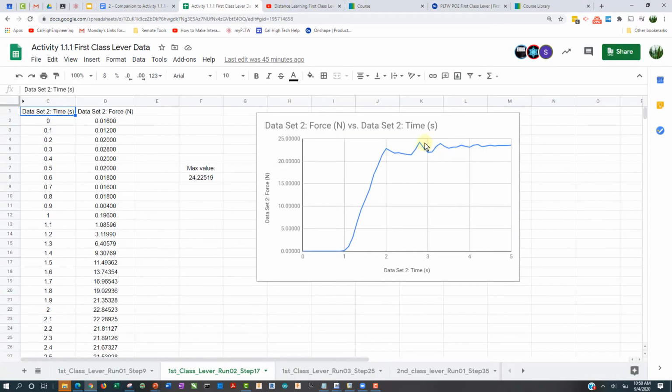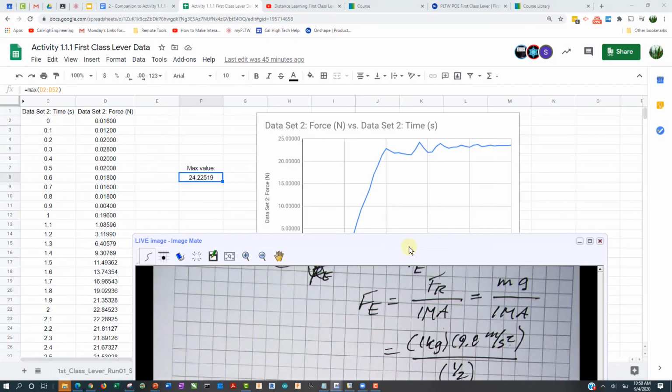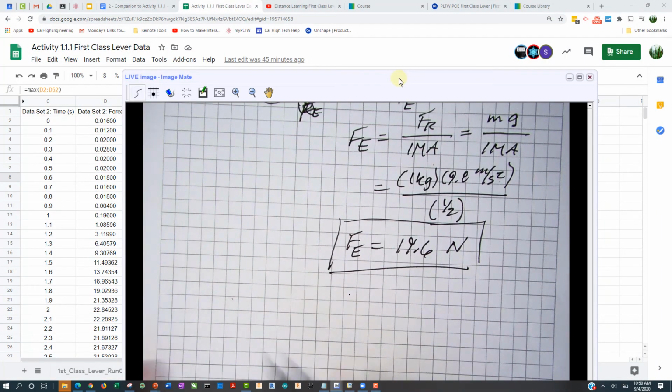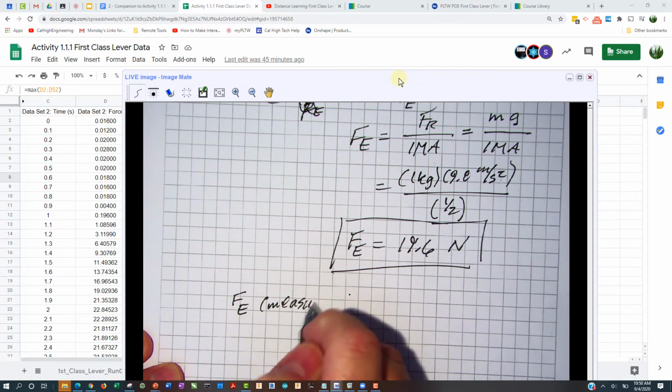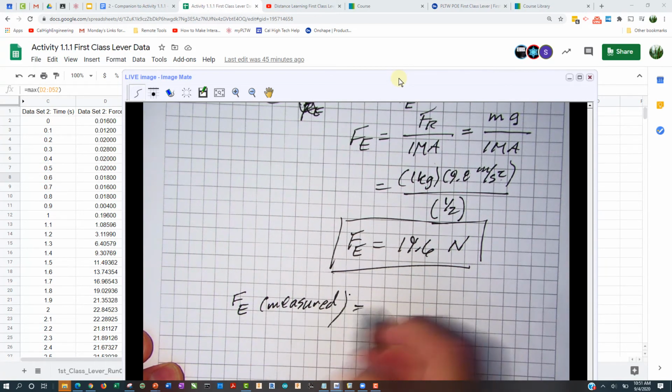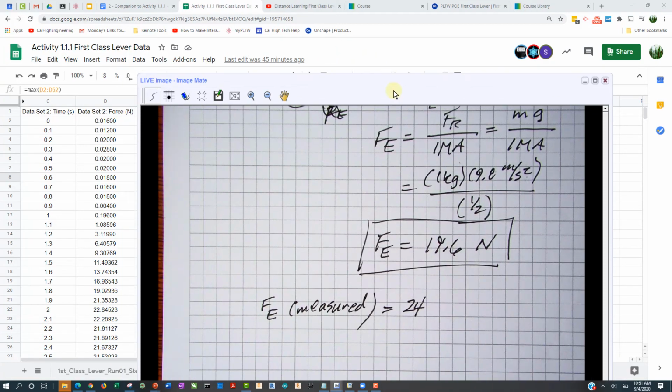They want us to take the max value, and it looks like it takes us 24.2 newtons. Okay. 24.2 newtons, so let's write that down. So that would be F sub E measured is 24.2.